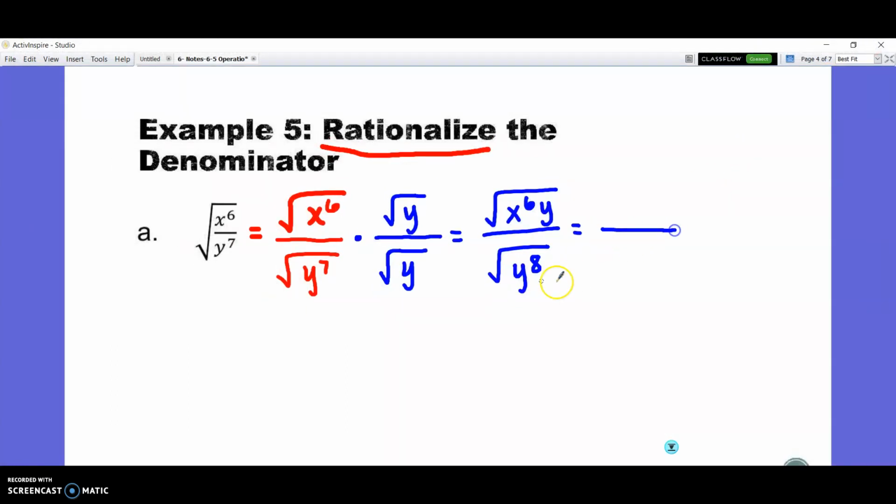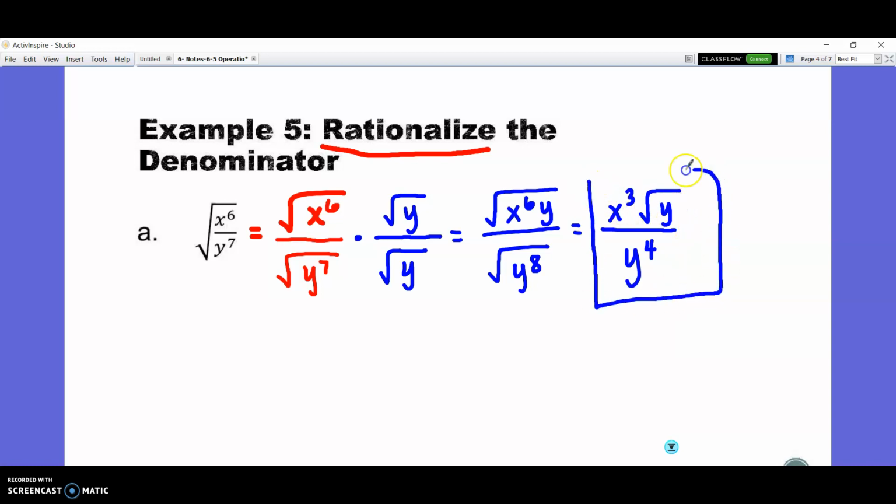So right here, if I take the square root of y to the 8th, if I have 8 y's, I can make a total of 4 groups. And there, the radical is gone. Here, x to the 6th, I can make 3 groups, 3 times 2 is 6, but I can't make any groups with the y. That's okay. I'll just have a square root of y left over. As long as it's in the top, it's fine. And this would be our final answer. And we can't simplify an x and a y, so that's all we can do.